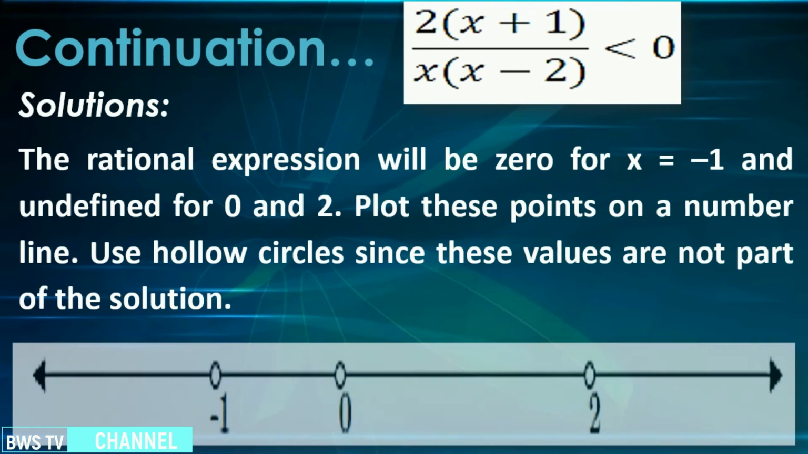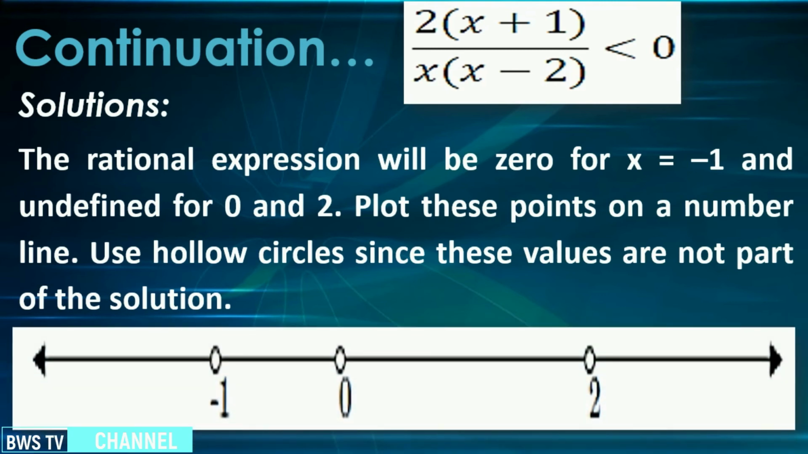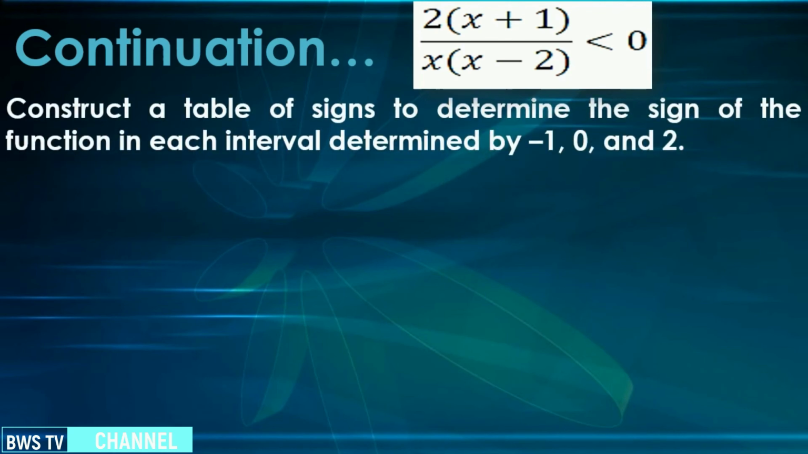So we need to plot it on the number line. Hollow circles are not part of the solution. So you have negative 1 hollow, because the inequality is less than 0. If you have 0, that means it's equal to 0, so it should not be part of the solution because it's less than 0. So negative 1 is hollow also, 0 is hollow, and 2 is hollow. Next, test the interval. Construct a table by determining the intervals that we had on the number line.